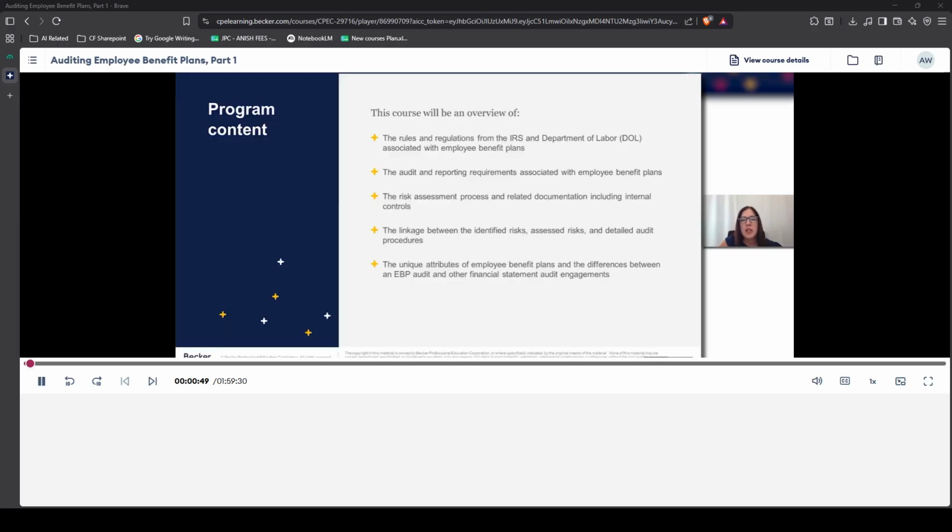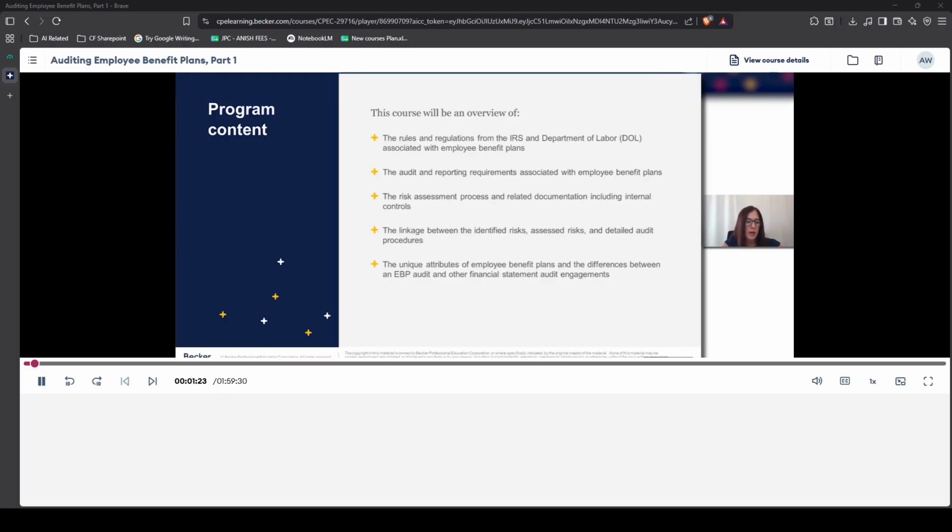Throughout this material, we will be discussing the rules and regulations from the IRS and the Department of Labor that are associated with employee benefit plans. We're going to talk about the specific audit requirements and the reporting requirements associated with employee benefit plans, the risk assessment process, and we'll go through the 3 steps to that risk assessment process, which include identifying the risk, assessing the risk, and then responding to those risks.